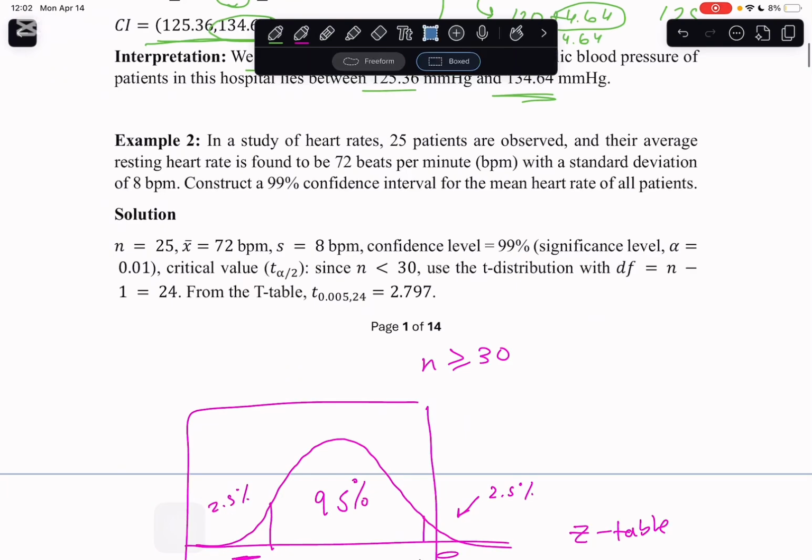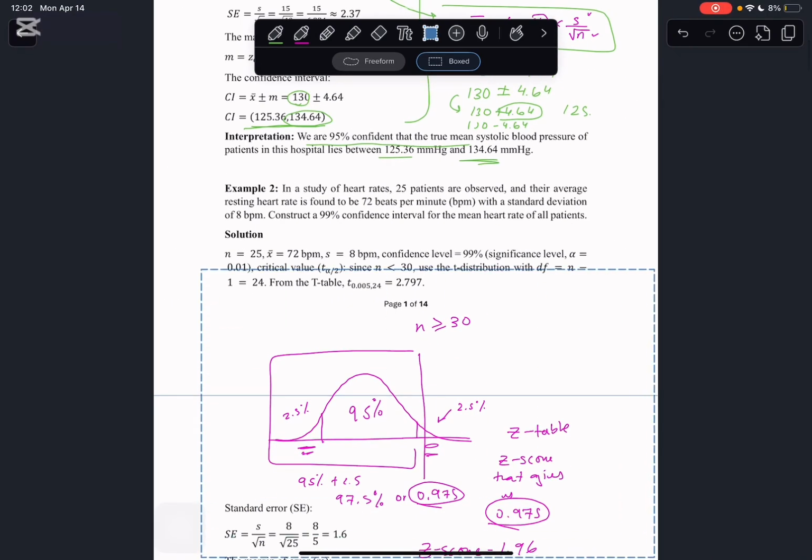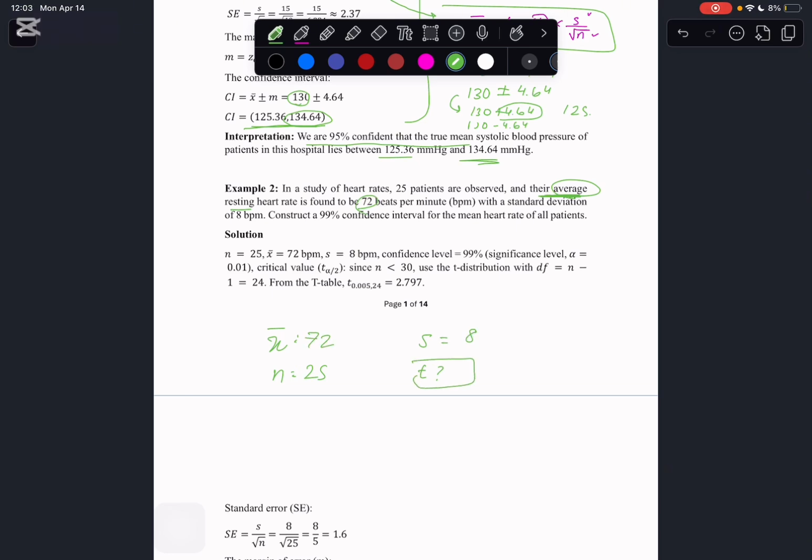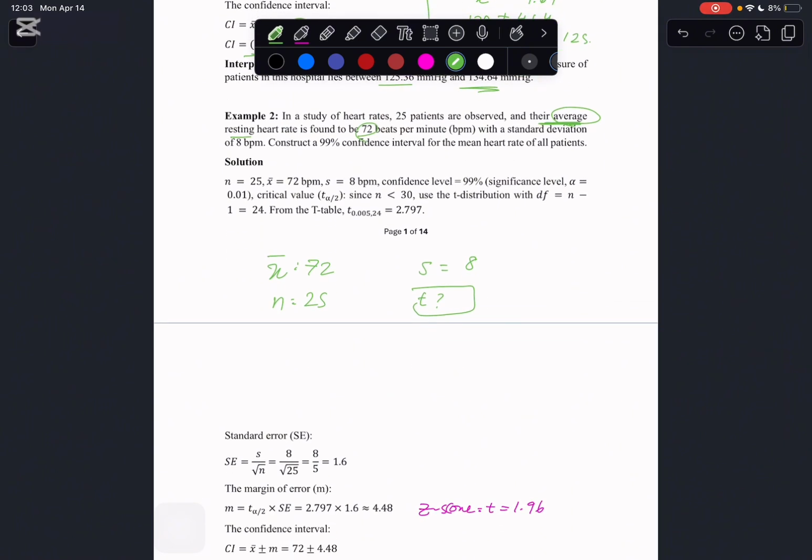نفس الشيء الحين. Example number 2. First thing, you're gonna read the question. You're gonna find what's x bar, what's n, what's s, and نحن بنطلع t. صح؟ Do we have x bar؟ قالوا لنا شو؟ قالوا لكم n is 25. قالوا لكم the average resting average, which is also the mean, is 72. بعدين قالوا لكم the standard deviation is 8. What's the t؟ هذا we're gonna calculate it.